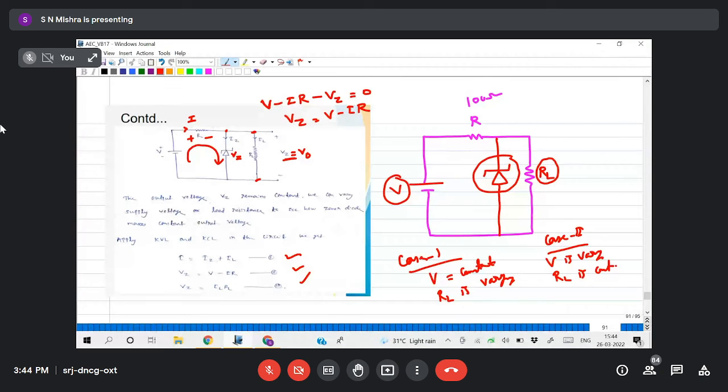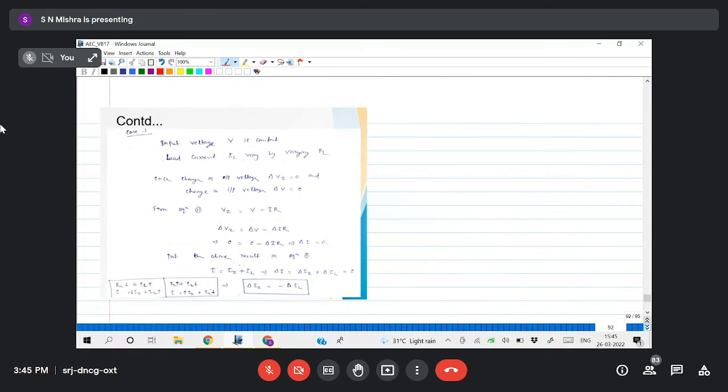Now, using this Zener diode, what I told you, even if I change this V and RL, if I get this output voltage constant, then I can say using this Zener diode I have controlled, or regulated, my output voltage. Yes or no? Are you getting it or not? Yes, sir. Now see case 1.